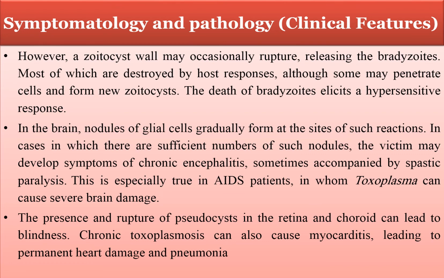In the brain, nodules of glial cells gradually form at the sites of such reactions. In cases in which there are sufficient numbers of such nodules, the victim may develop symptoms of chronic encephalitis, sometimes accompanied by spastic paralysis. This is especially true in AIDS patients, in whom Toxoplasma can cause severe brain damage. The presence and rupture of pseudocysts in the retina and choroid can lead to blindness. Chronic toxoplasmosis can also cause myocarditis, leading to permanent heart damage and pneumonia.